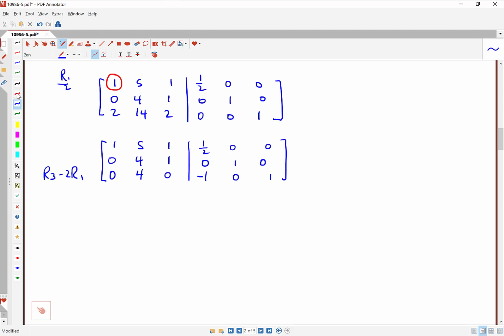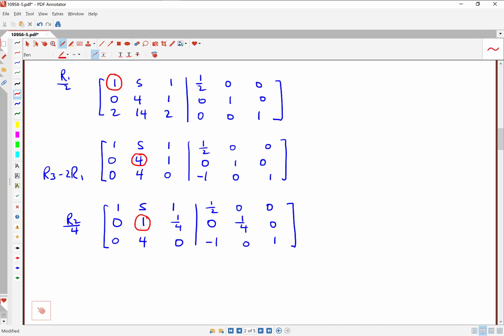So now we want to move down and to the right from our previous pivot, and this 4 in the center here is going to be our pivot for our next step. So let's go row 2 divided by 4. So we're going to have 0, 1, 1 quarter, 0, 1 quarter, 0. And the other 2 rows can get recopied at this point.